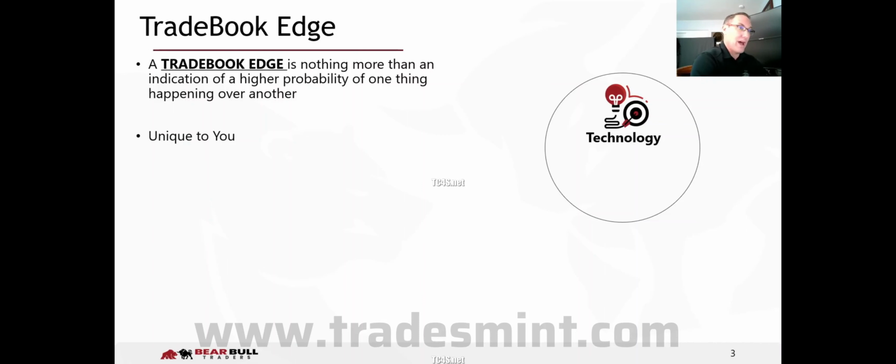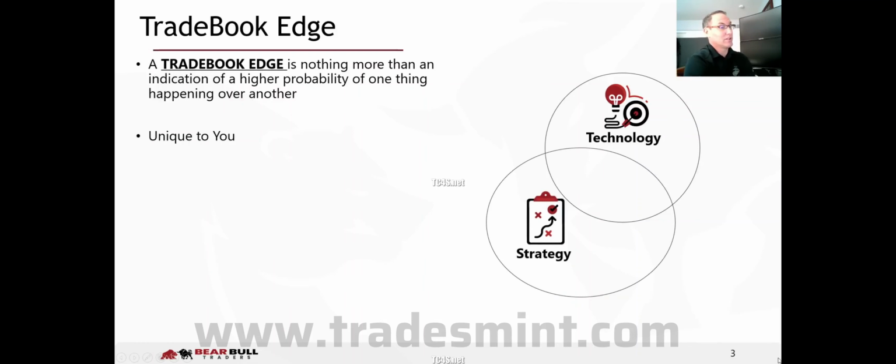But with that, both those traders need to have the technology that suits their strategy. And that's where your tradebook comes into play. You want to be able to codify that or identify those aspects that allow you to execute your strategy that are technology based.